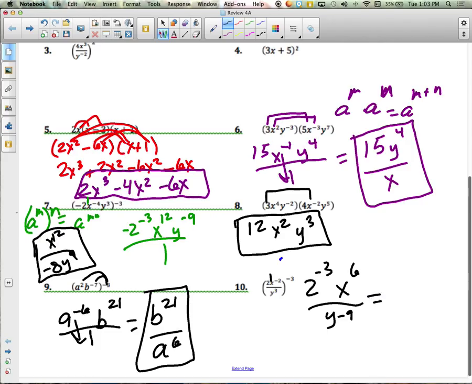And you'll notice that we have a negative exponent here on the 2 and on the y, so those need to switch. The x is totally happy, so it stays in the top of our fraction. Y will move up to the top and become positive. The 2 will move to the bottom and become positive. And then we have to figure out what's 2 to the third. 2 times 2 is 4 times 2 is 8. So our final answer is x to the 6th, y to the 9th, divided by 8.